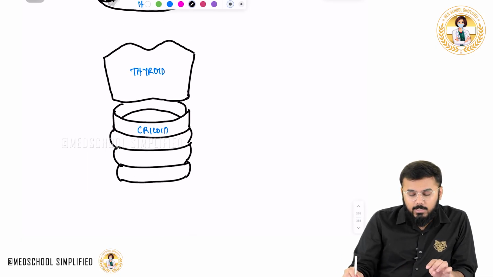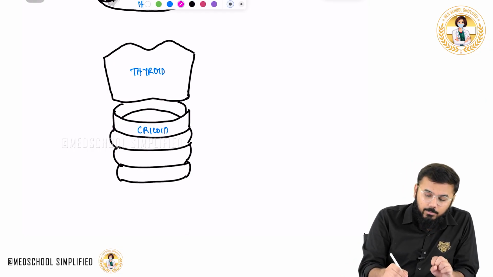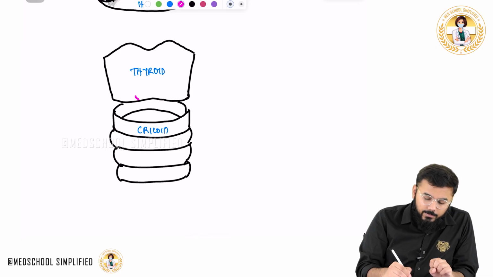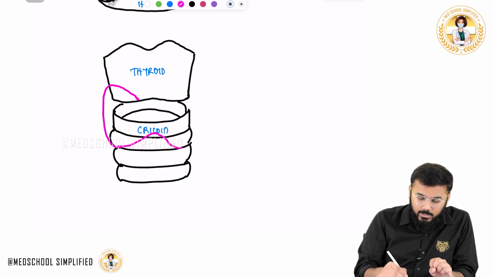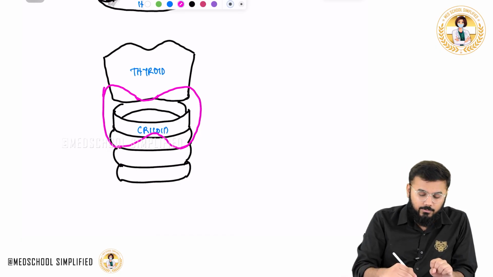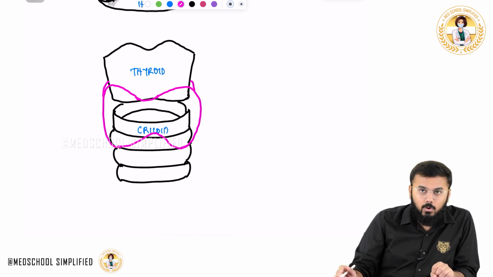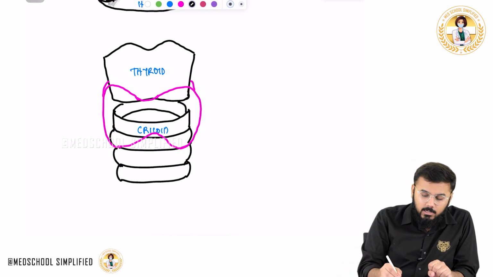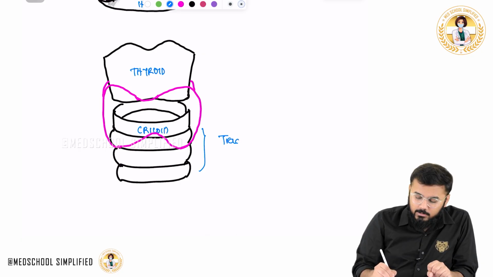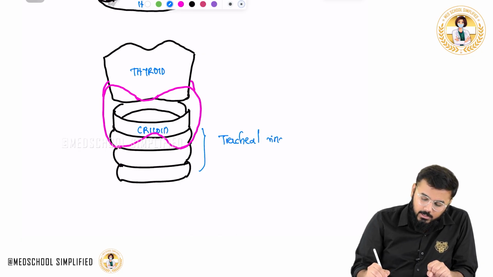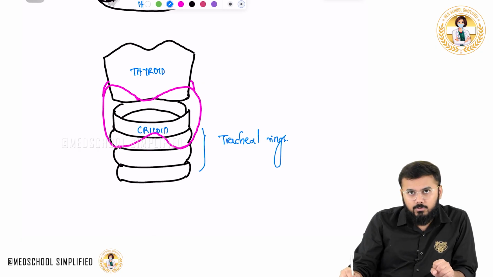Now, where is your thyroid gland present? The important thing you need to know is that the thyroid gland is completely enveloping your cricoid. This is the exact location of your thyroid gland in this way. The thyroid gland is enveloping your cricoid and also the superior part of the tracheal rings. These structures over here are your tracheal rings, and it is enveloping the superior surface of your tracheal rings.